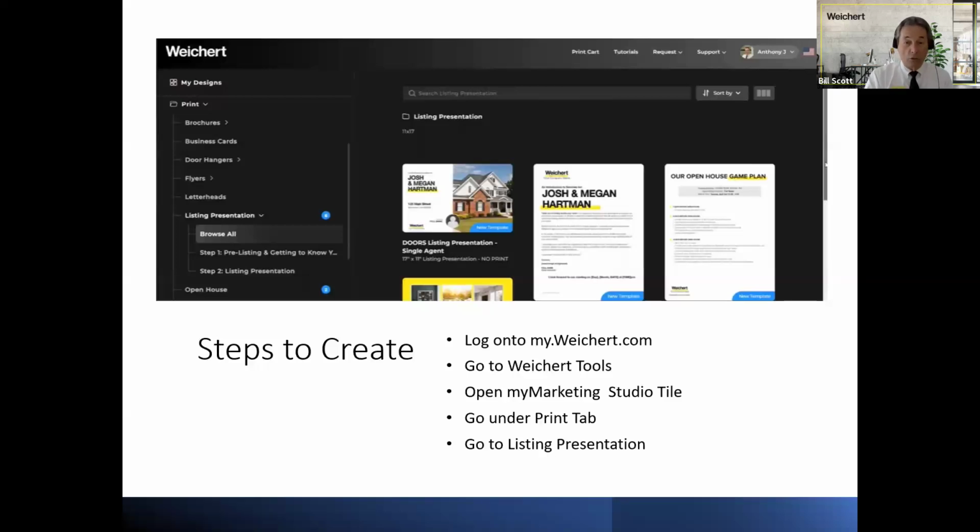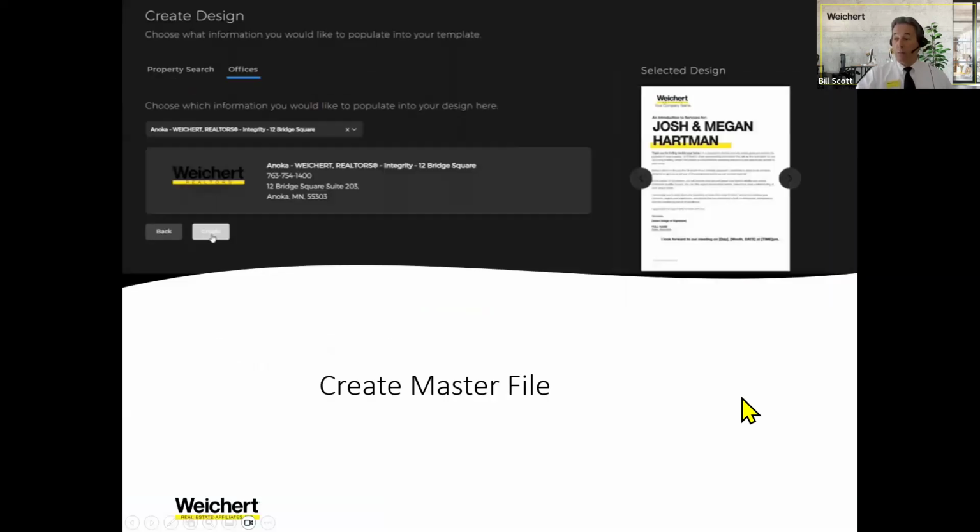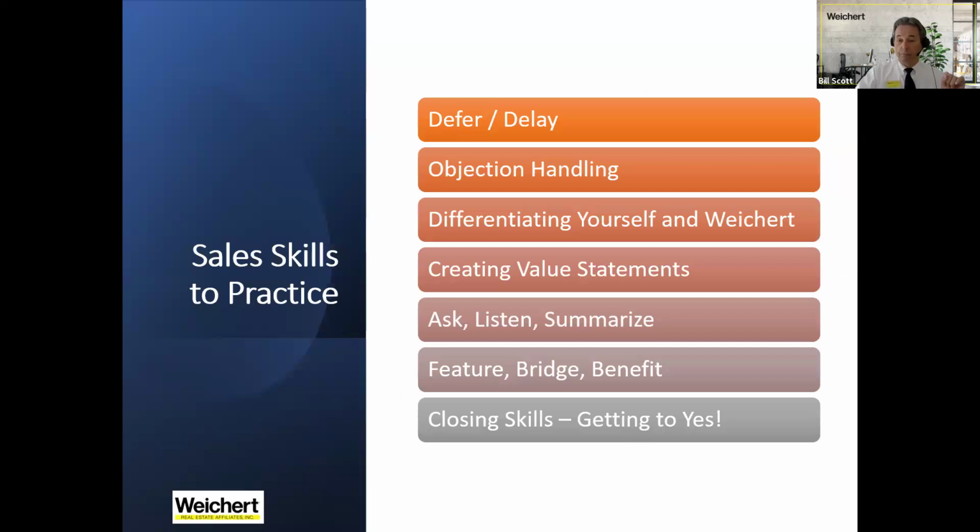Hopefully you have somebody in your office that can help you with this because, like I said, we're going to customize this for you and your company. And once we've done that, we're going to save it as a template so that when we go back to create one for our second and our third and our 10th listing appointment, we only have to change a few pages. We don't have to change every page in the presentation. So we're going to create a template or a master file for ourselves.